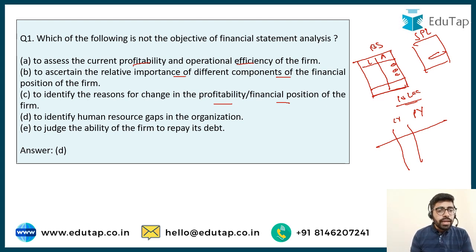Then is to identify human resource gaps in the organization. Now this is not something which is going to be the objective of financial statement analysis. We are also going to judge the ability of the firm to repay its debt. Now this means that a firm should have enough profits that it can make payments of the interest and the principal amount that is due. So this is what is meant by the ability of the firm to repay its debt. So now we can easily say that the answer is going to be option number D. Except D, all of these are the objectives of the financial statement analysis.